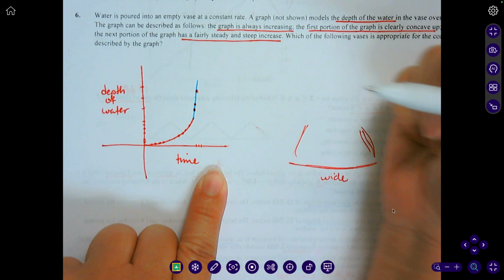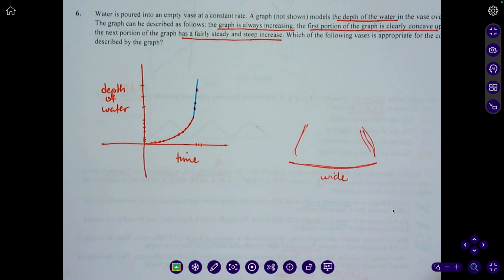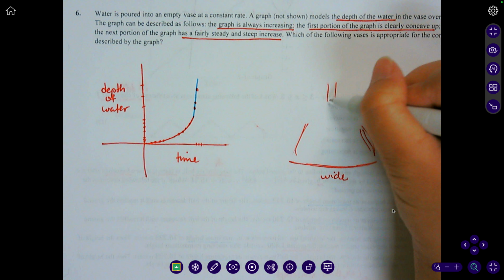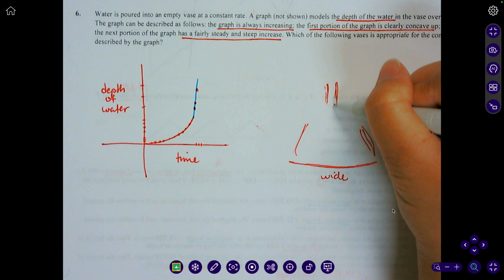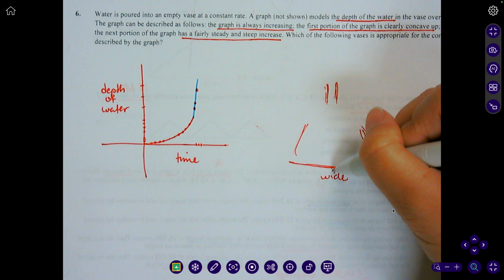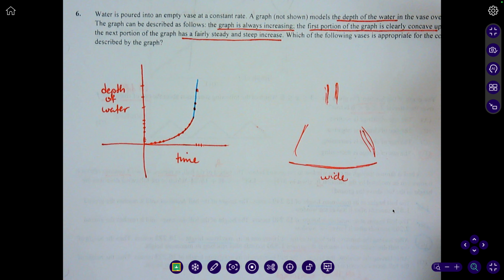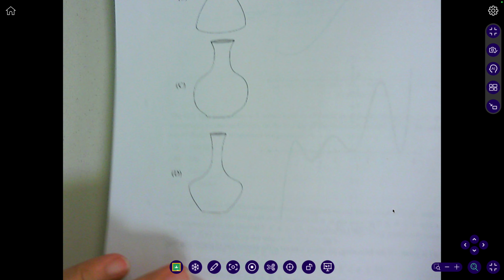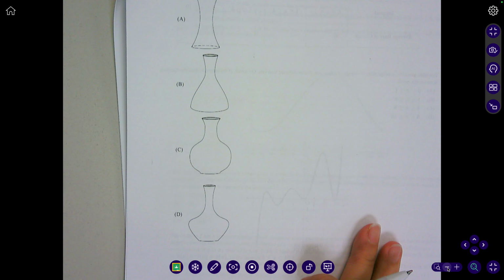Do you guys see that as time goes by, right, the water goes up faster and faster? You guys see that? Now, what is a scenario that can cause the water to go up really fast? When the top is very narrow. Do you guys see that? Because if the top is narrow, that means it's going to fill up the water faster compared to the one at the bottom. You guys see that? So what you're looking at is a situation where you have that kind of vase.